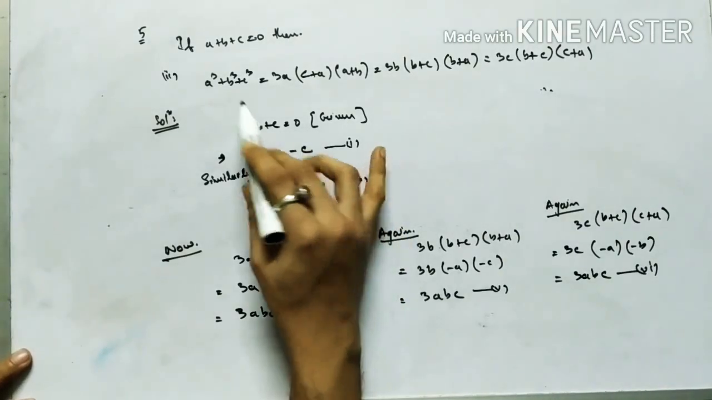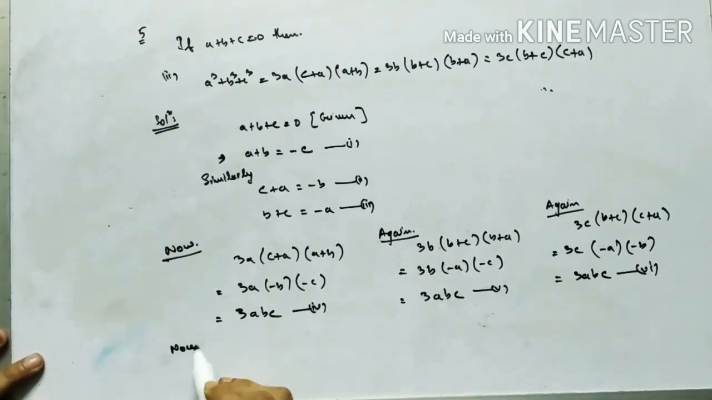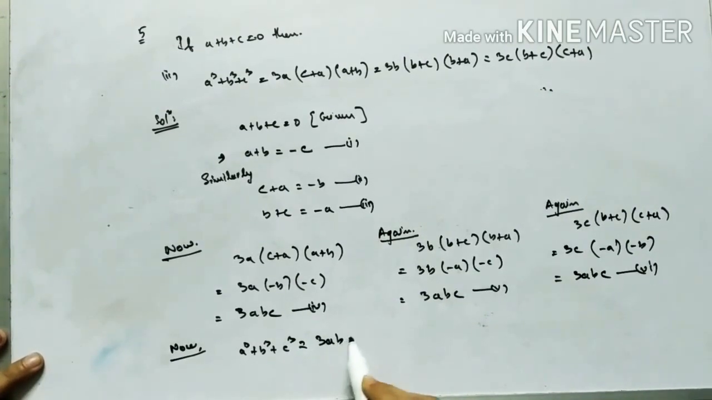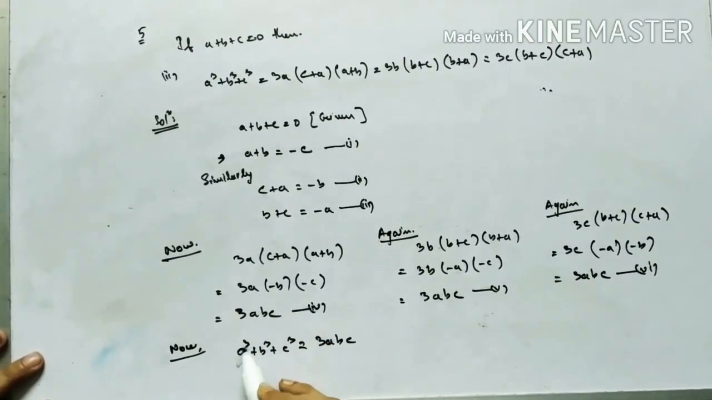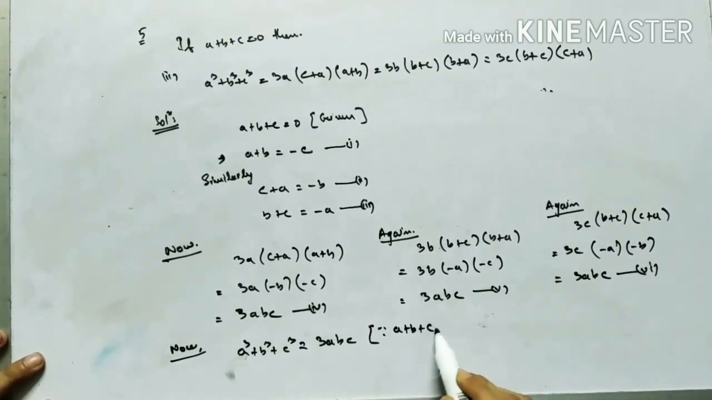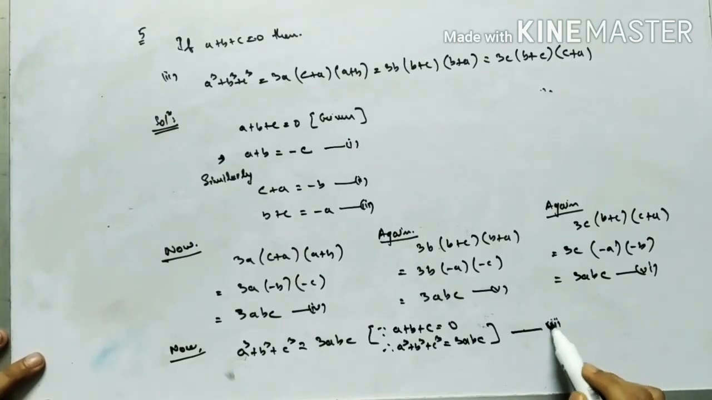And now I will take this one, A cube plus B cube plus C cube. This one is equals to 3ABC. Since A plus B plus C is equals to 0, therefore A cube plus B cube plus C cube will be equals to 3ABC. And this is our equation number 7.